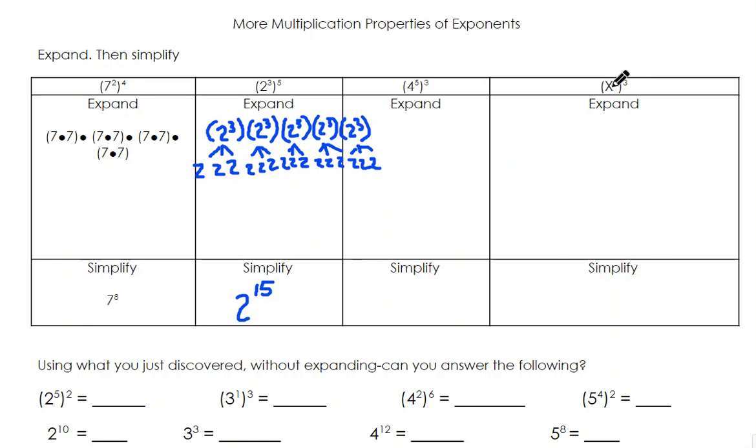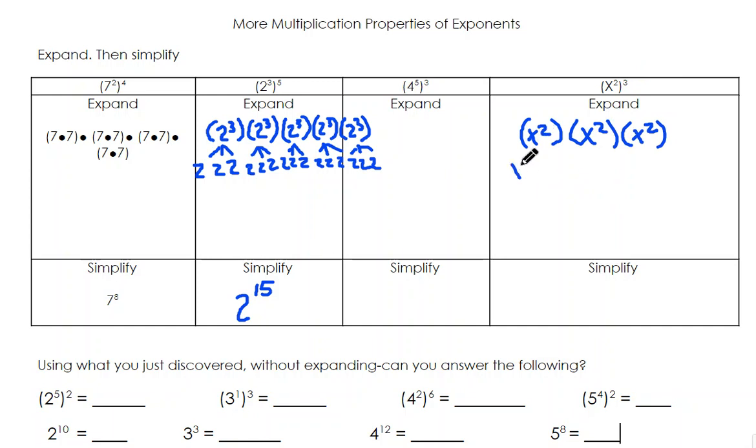Let's do an exponent one over here, or a variable one. So I have x squared raised to the 3rd power, right? So x squared raised to the 3rd power means that x squared is happening 3 times. So I'm going to have x squared times x squared times x squared. It's happening 3 times because that exponent here tells me, right?